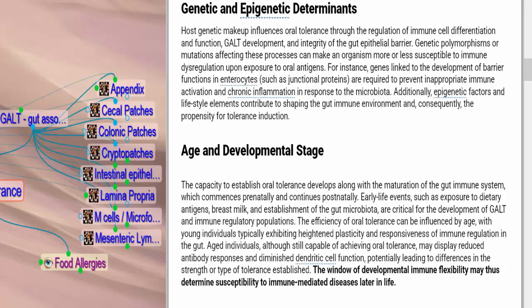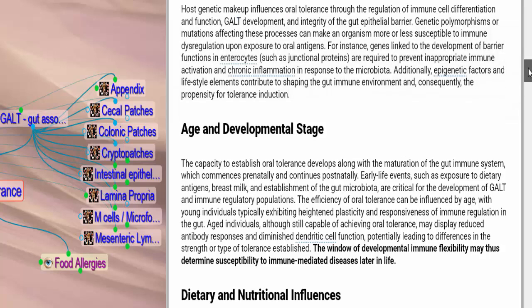Aged individuals, although still capable of achieving oral tolerance, may display reduced antibody responses and diminished dendritic cell function, potentially leading to differences in the strength or type of tolerance established. The window of developmental immune flexibility may thus determine our susceptibility to immune-mediated diseases later in life. More on all of this when we get into food allergies and food sensitivities.